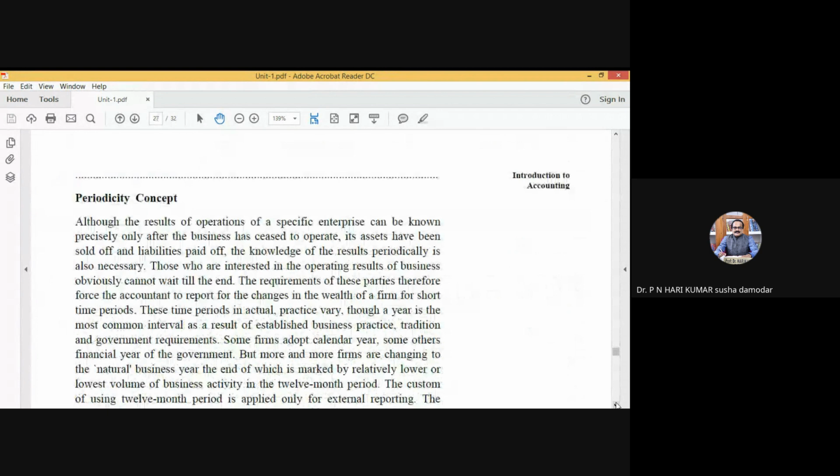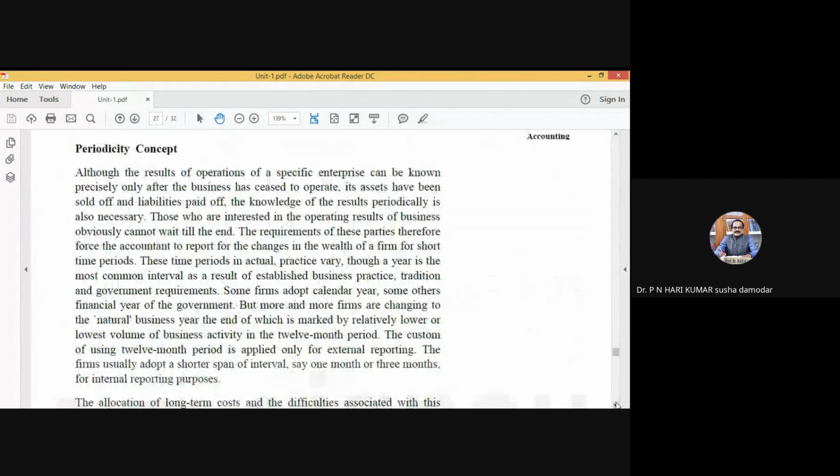Periodicity concept. Accounts are prepared for a particular period, maybe a financial year or calendar year. Financial year means April 1 to 31st March next year. Calendar year means January 1 to 31st December. So there will be an accounting period for which we have to prepare the accounts.